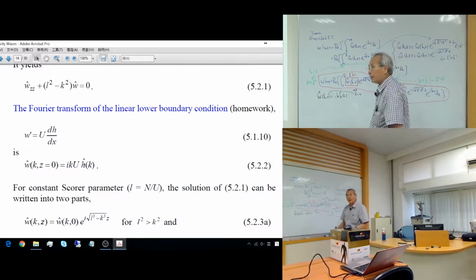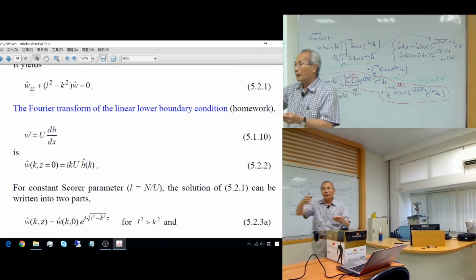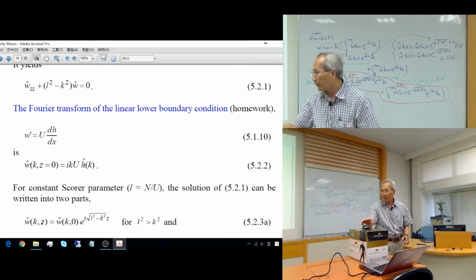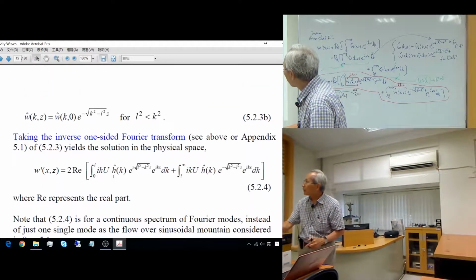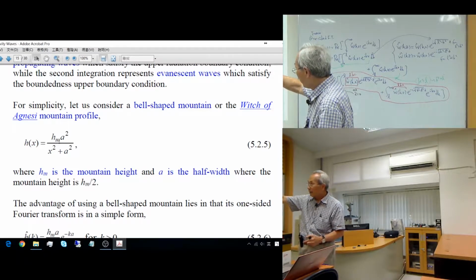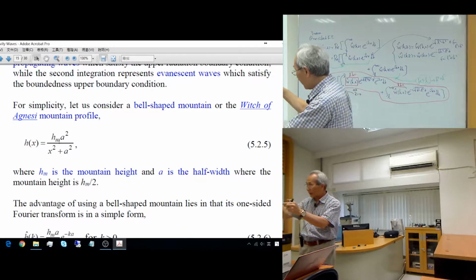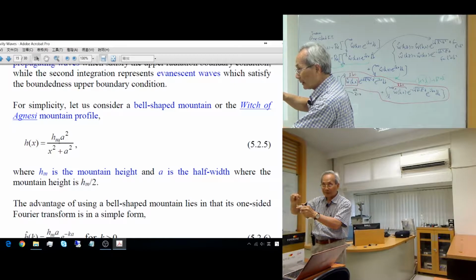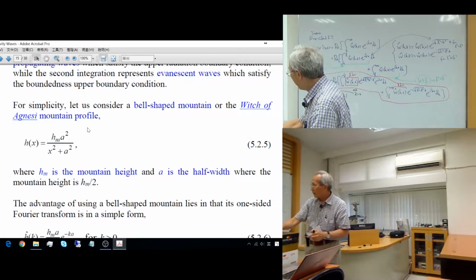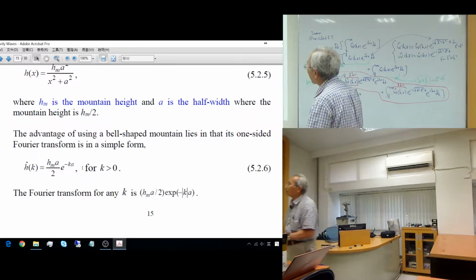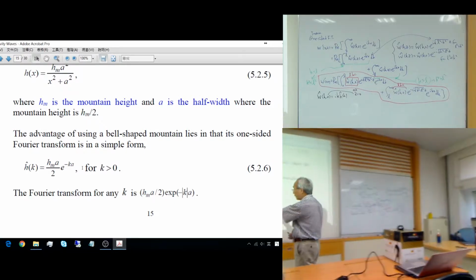It depends on the geometry of the mountain. Say we assume the mountain is bear-shaped like this. HM is the mountain height, a is the half width. At that point, your mountain height is half of the mountain peak, that's HM over 2. That's called half width. And this one can be transformed in a simple form. That's why it's so famous, people use it.